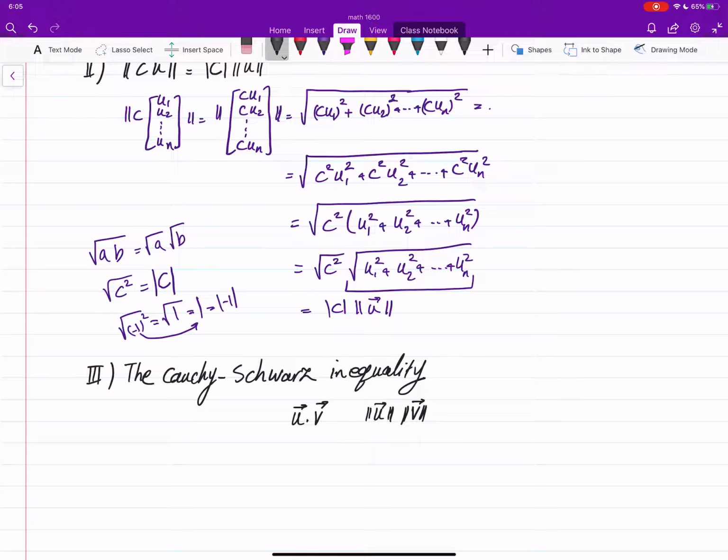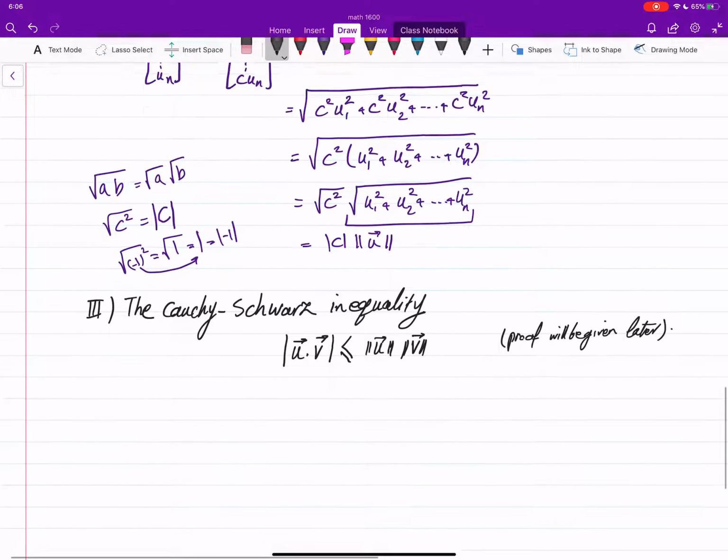But here, what it says is that u dot v is always less than or equal to length of u times length of v. Well, actually it is even better: the absolute value of u dot v is less than or equal to that. The proof will be given later. Watch the angle video.